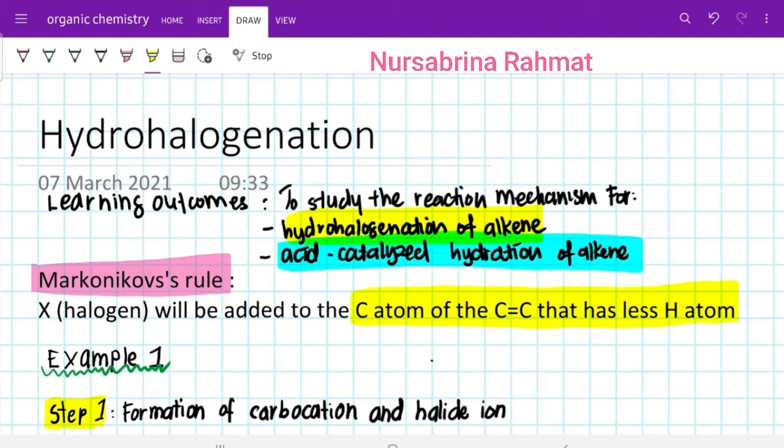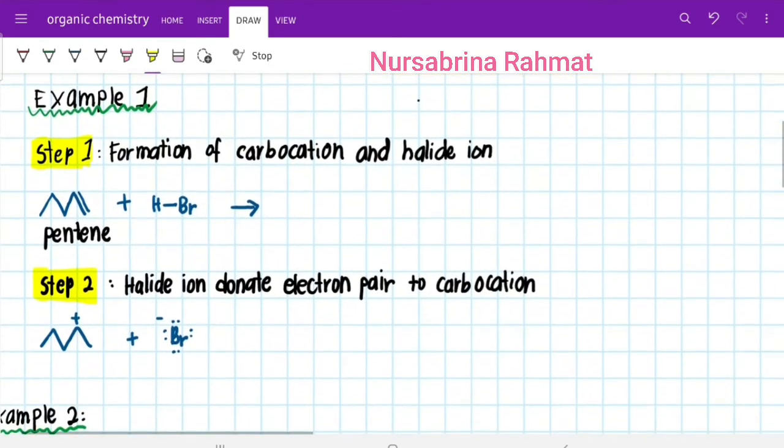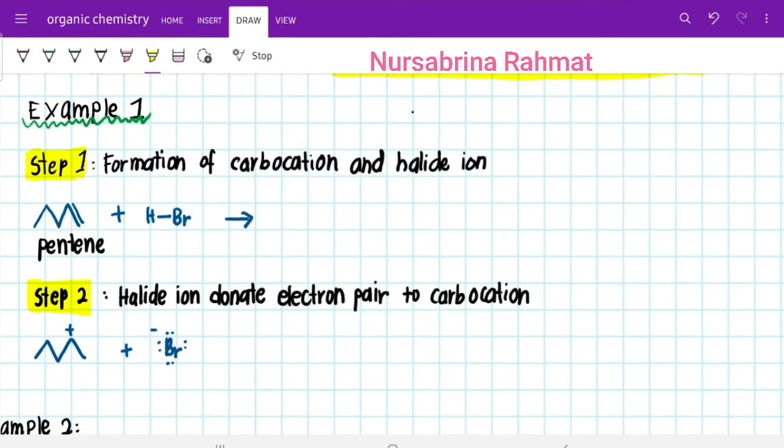Let's proceed with the first example. In the hydrohalogenation process, there is a two-step mechanism. Your alkene is a source of nucleophile. This double bond will attack your hydrogen, because your hydrogen is partially positive, being more electropositive, whereas the bromine in your hydrogen bromide is more electronegative. The electrons from your double bond will attack your hydrogen and the bond between the hydrogen and bromine will break. The bromine will take the electrons in the bond.